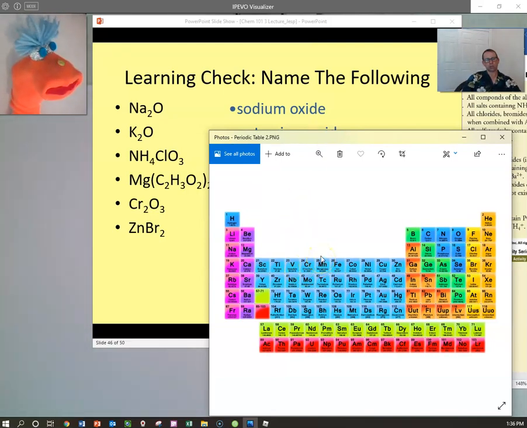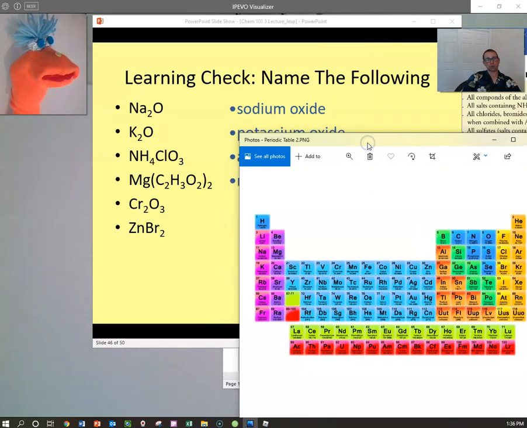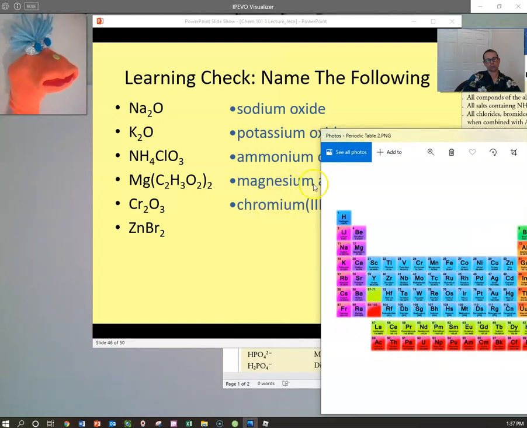Because chromium is a transition metal, it's in the blue there, I have to tell people what the charge is on the chromium ion. How can I tell what the charge is? That's right. We have to name this either chromium 2, chromium 3, chromium 4, something like that, based on what the charge is on the chromium ion. But how can we tell? Well, we can use the crisscross rule backwards and see what the charge is on the ion. So can you tell what it is if you do that? Yeah, chromium is going to have a +3, oxygen is going to have the -2, so it's going to be chromium 3 oxide. Very good.